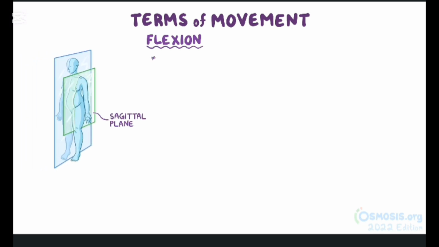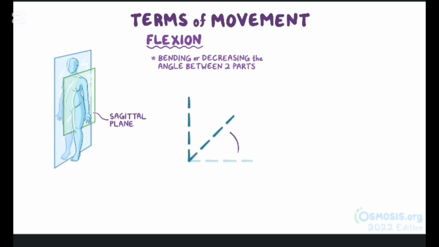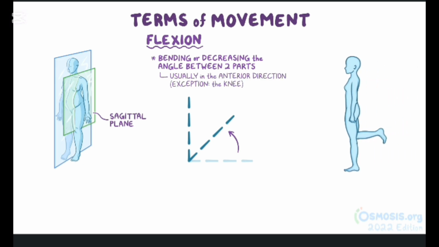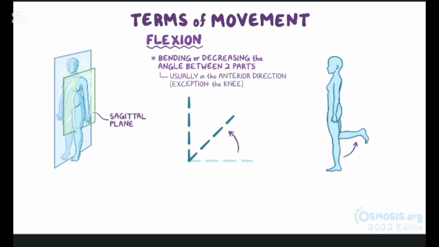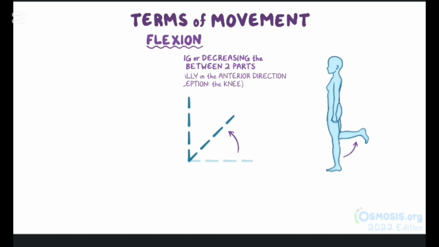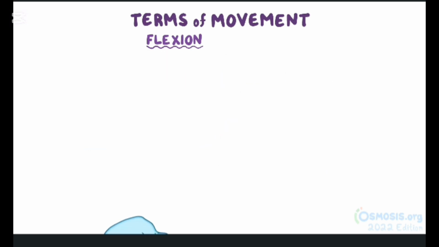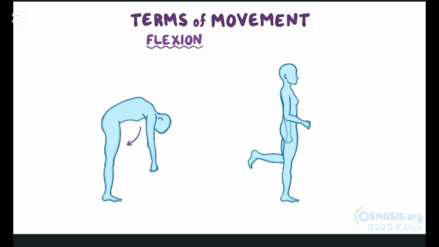Flexion indicates bending or decreasing the angle between 2 parts of the body, bringing them closer together. Flexion usually involves movements in the anterior direction. The one exception to this is the knee, where the leg moves in the posterior direction during flexion. Some examples of flexion include bending your trunk forward, as well as bending your elbow or knee.